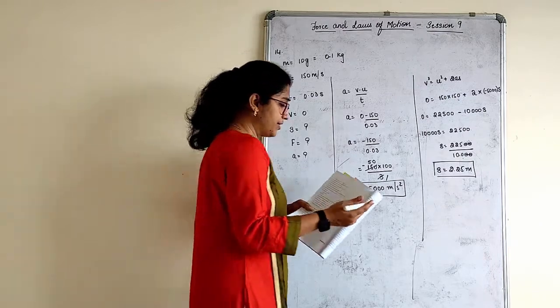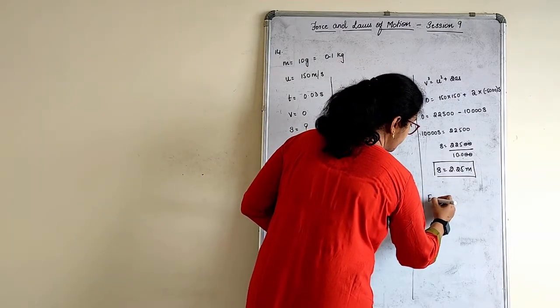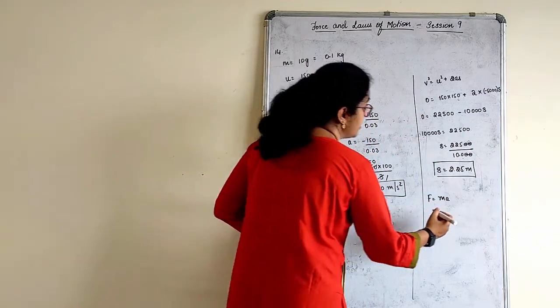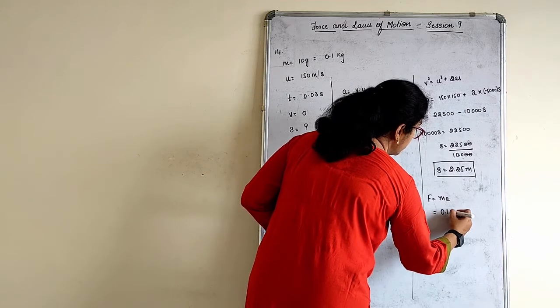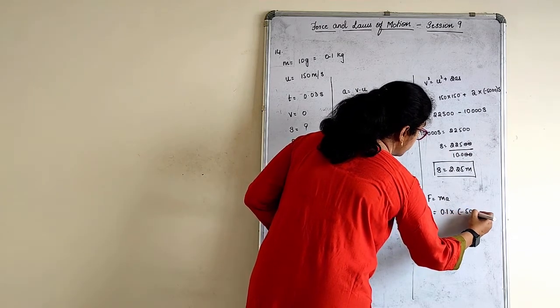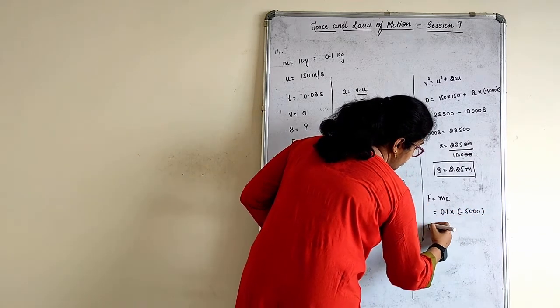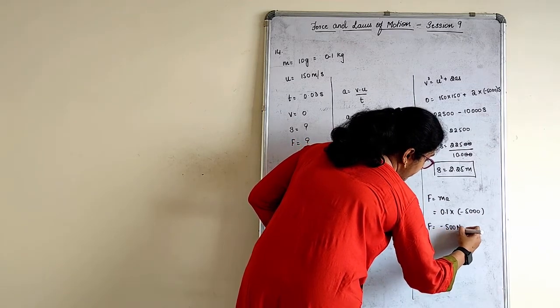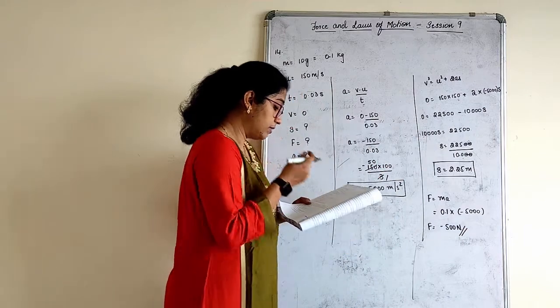The last one, what have they asked? What is the force? F is equal to ma. What is the mass of the bullet? 0.1 into what is the acceleration? 5000. So force is equal to minus 500 Newton. Decimal, what do we have here?